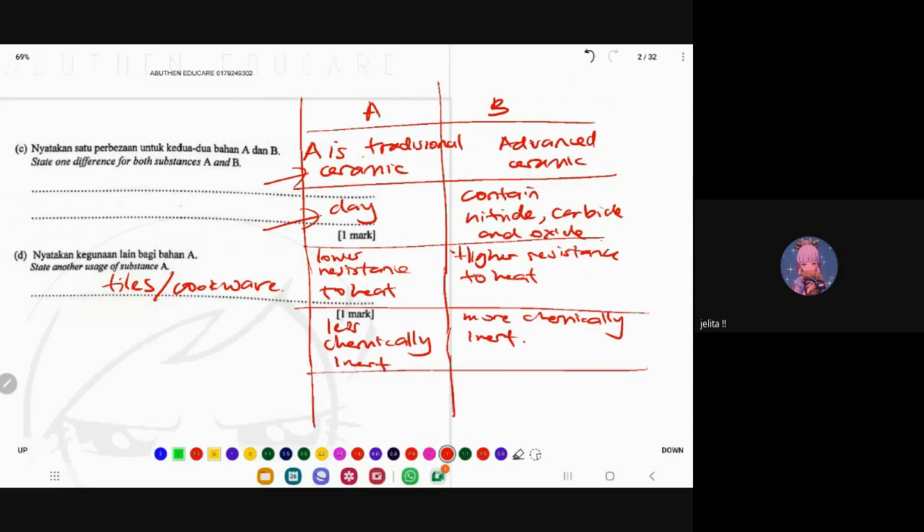Okay, last one is this one. No superconductivity property. Okay, yes, it has superconductivity.